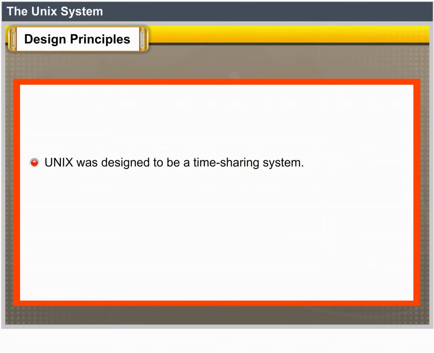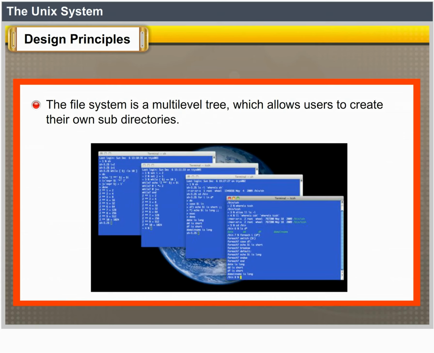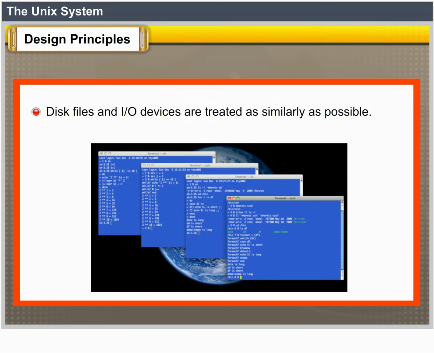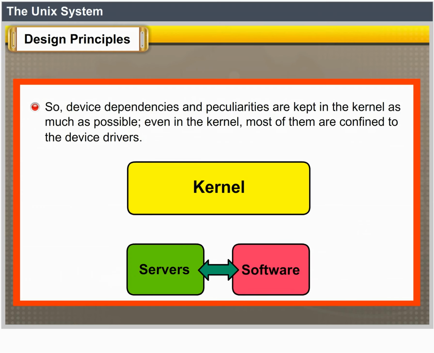The standard user interface, the shell, is simple and can be replaced by another if desired. The file system is a multi-level tree which allows users to create their own subdirectories. Each user data file is simply a sequence of bytes. Disk files and I/O devices are treated as similarly as possible. Thus, device dependencies and peculiarities are kept in the kernel as much as possible. Even in the kernel, most of them are confined to the device drivers.